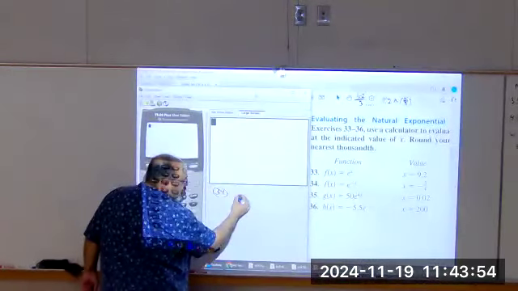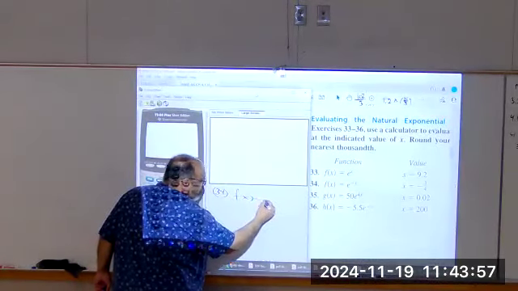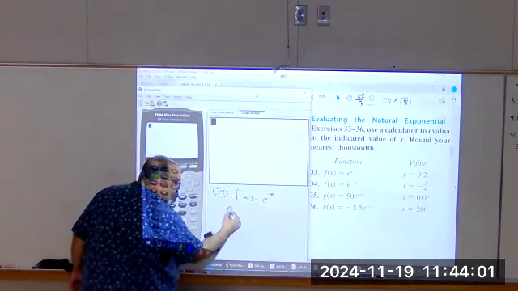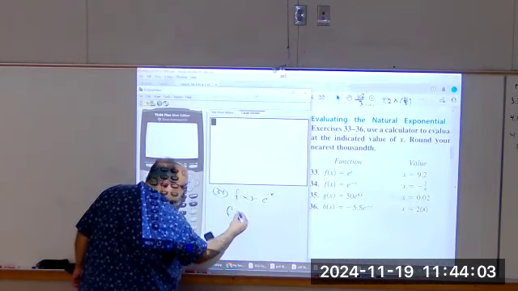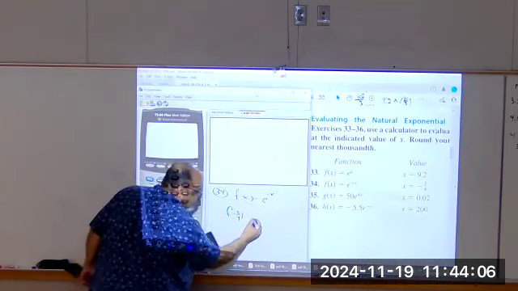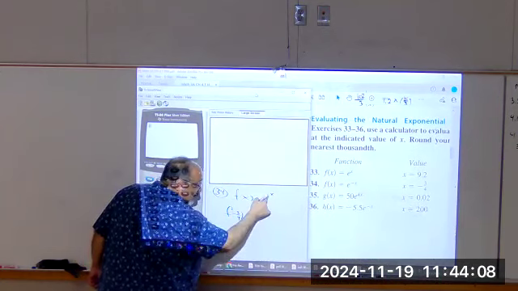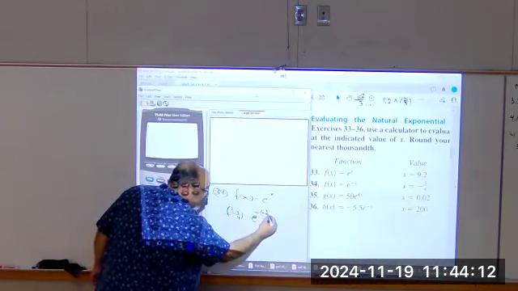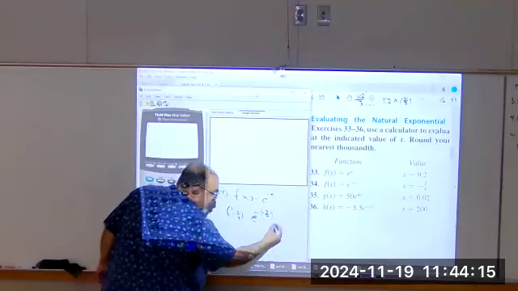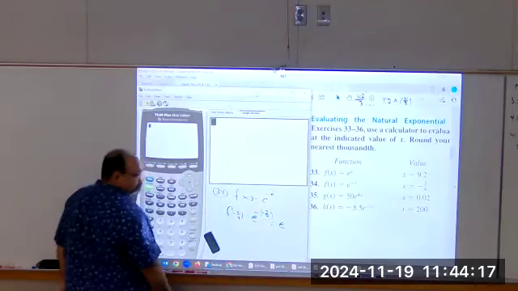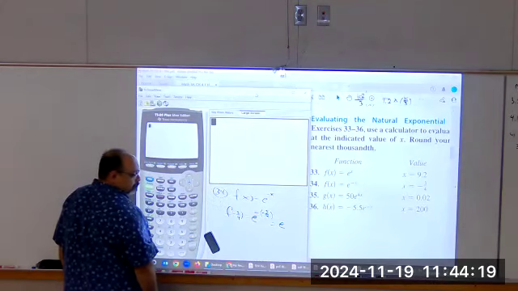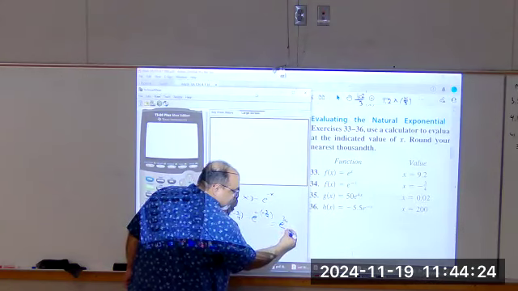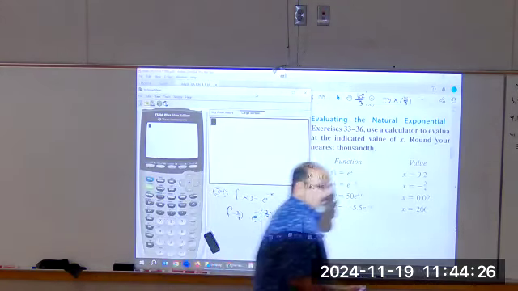34: f of x equals e to the negative x. For 34, we want f of negative 3/4. So write it: e to the negative, negative, and then we're substituting negative 3/4. So we should actually type in e to the what? Positive 3/4. Now, you don't have to press that hat button.